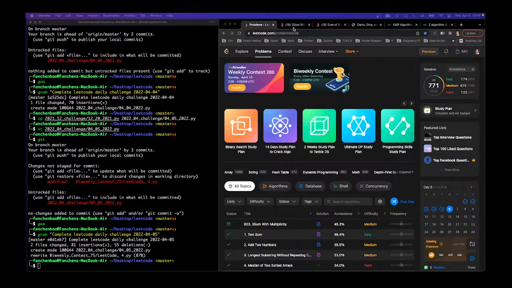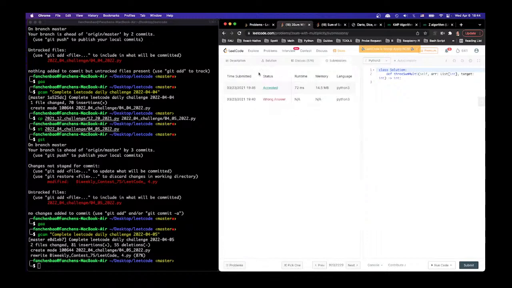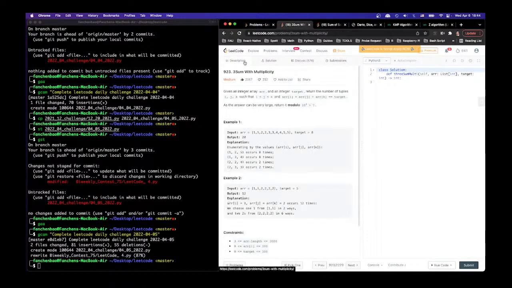Three sum with multiplicity. If we have time, we have to take a look at this Z algorithm stuff to solve that difficult problem. Alright, let's try to take a look at this one first. Three sum with the multiplicity. Oh, we've done this before. When did we do it? Back in March 2021. Okay.